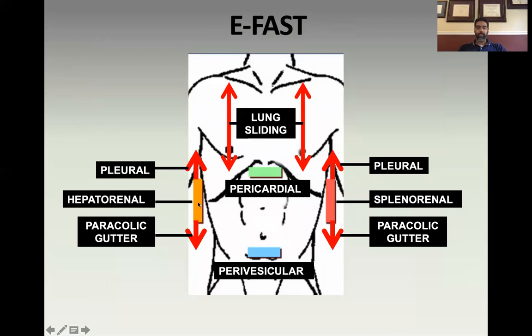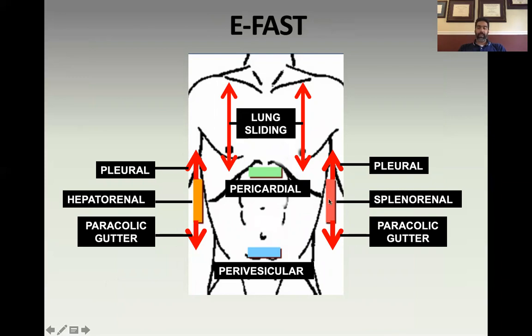Okay. Here's your extended FAST, or the modern day FAST, where you, again, start at the hepatorenal space and then pick a direction. You either slide up to look in the pleural space for free fluid above the diaphragm, or you slide down below the inferior pole of the kidney to look at the paracolic gutter for free fluid or blood there.